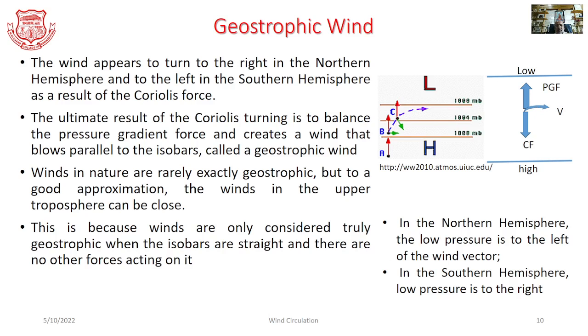In reality, the winds are rarely exactly geostrophic. However, as we consider the upper troposphere, the approximation would be reasonably acceptable. This is because winds are only considered truly geostrophic when isobars are straight and there are no other forces acting on it.